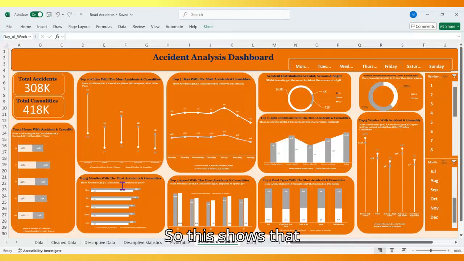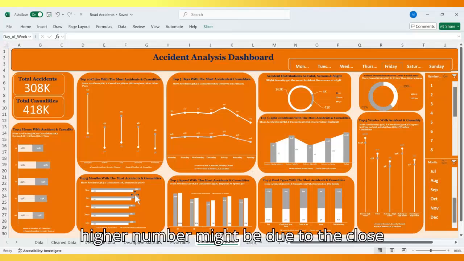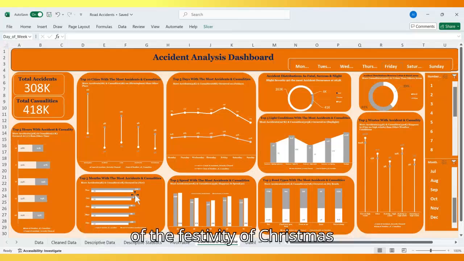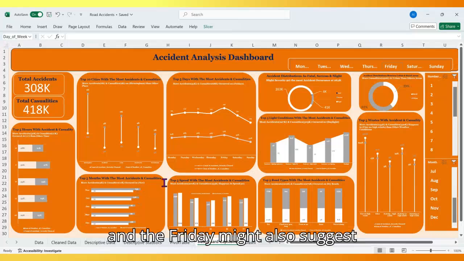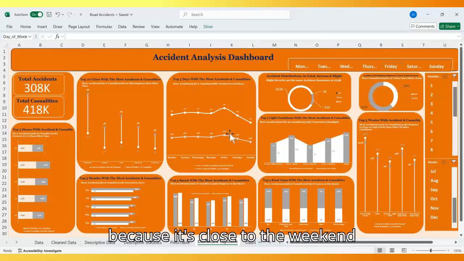So this shows that the likely reason for the higher number of accidents might be due to the close of the festivity of Christmas, where people might be rushing to get Christmas things ready. Friday might also suggest it's because it's close to the weekend, where people are wrapping up work.